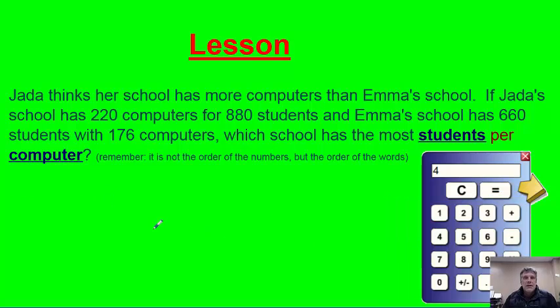All right, here we go. Jada thinks her school has more computers than Emma's school. If Jada's school has 220 computers for 880 students, and Emma's school has 660 students with 176 computers, which school has the most students per computer? Is it 5 students per computer? 2 students per computer? So, do you see what I want to do? I want to compare these, and I can't just by looking at them.